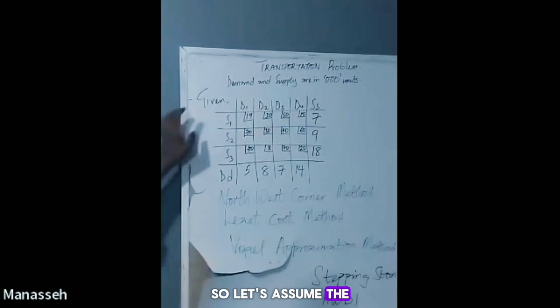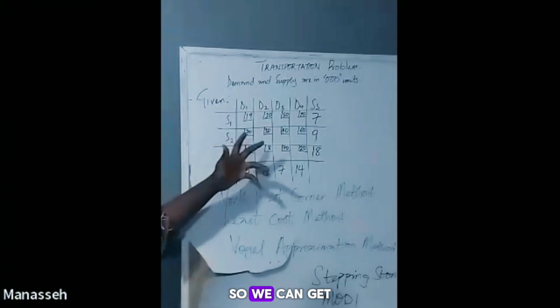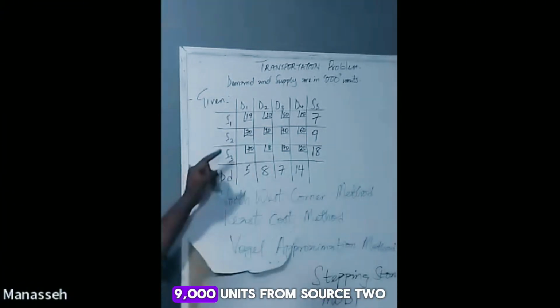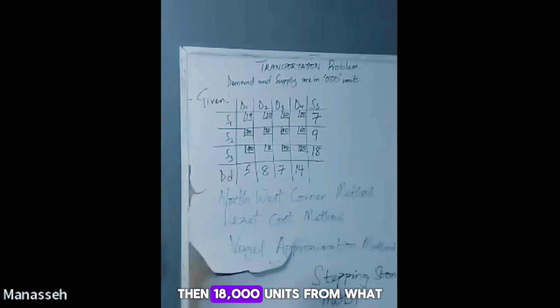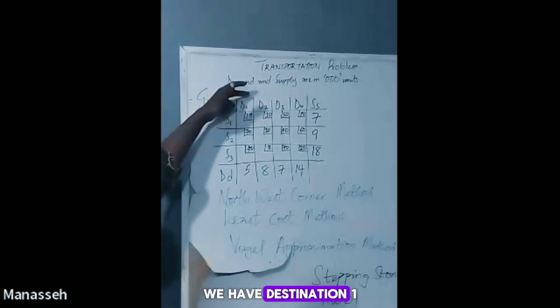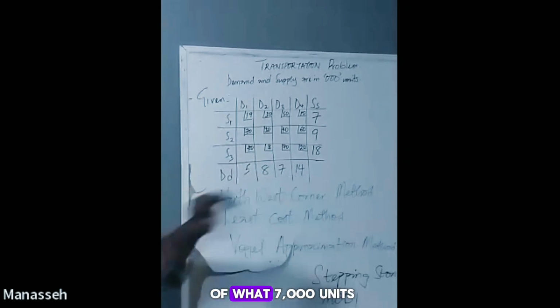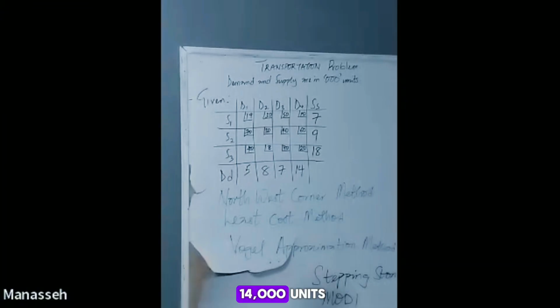So let's assume the product is microphone. We can get 7,000 units of that particular product from source 1, 9,000 units from source 2, then 18,000 units from source 3. Then if you look at the destinations, the points of need, we have destination 1 in need of 5,000 units, destination 2 in need of 8,000 units, destination 3 in need of 7,000 units, while destination 4 is in need of 14,000 units.